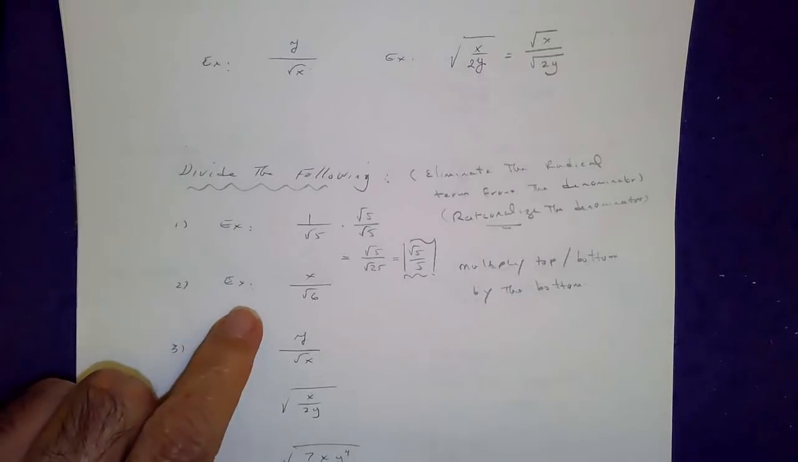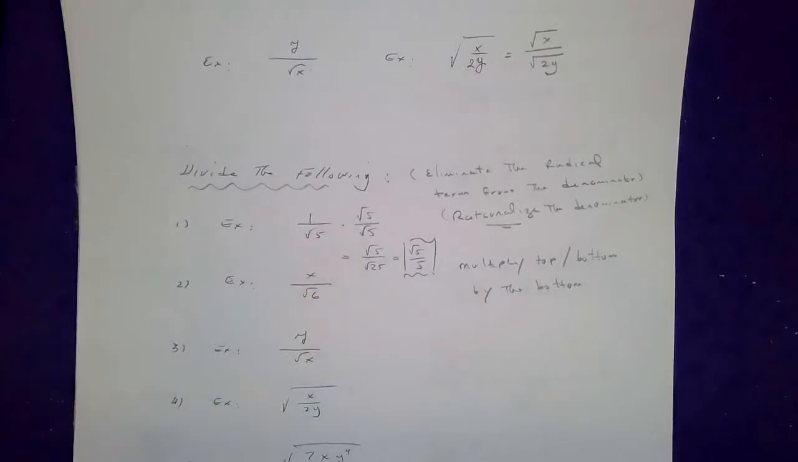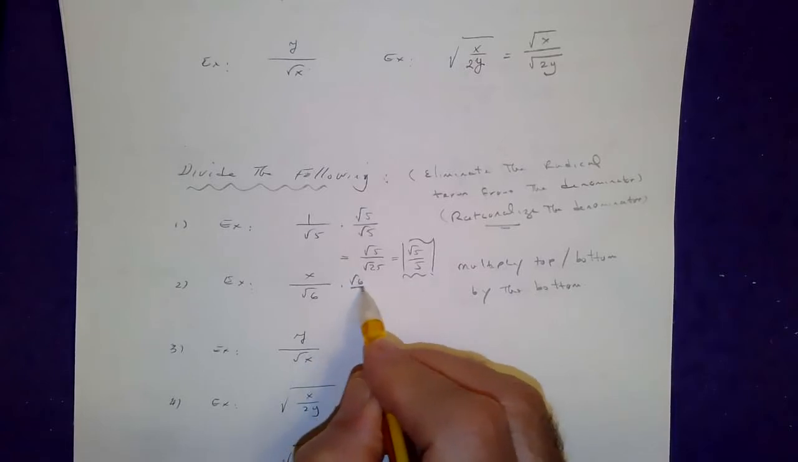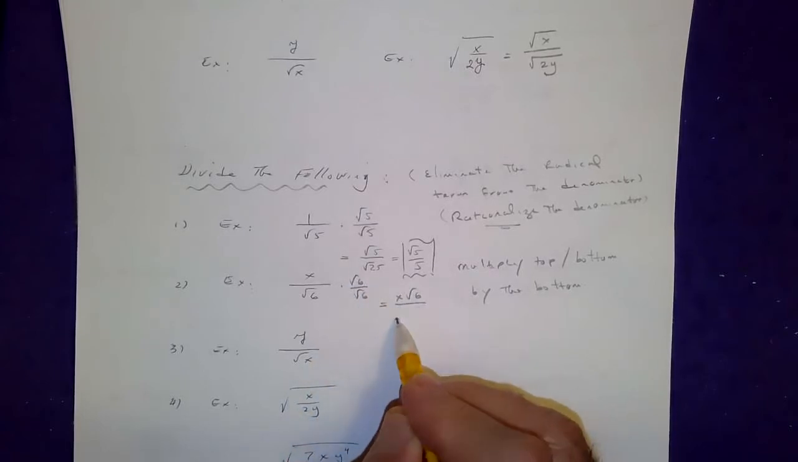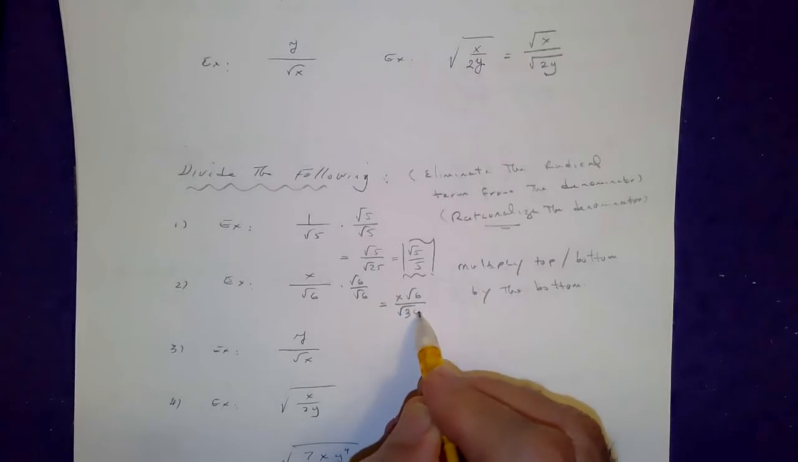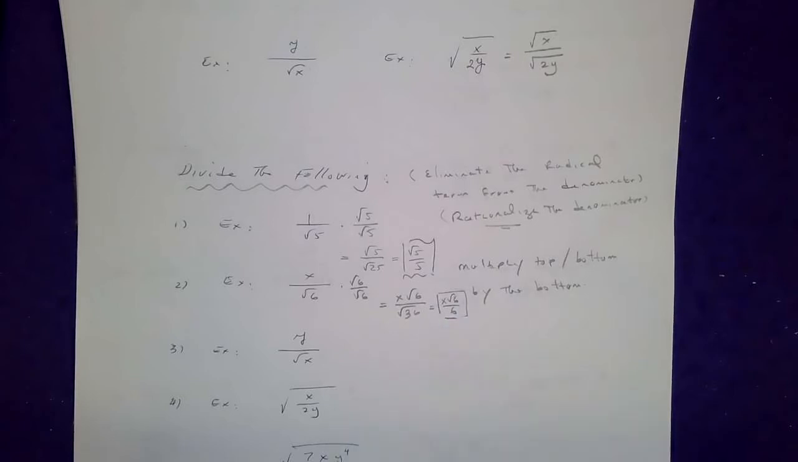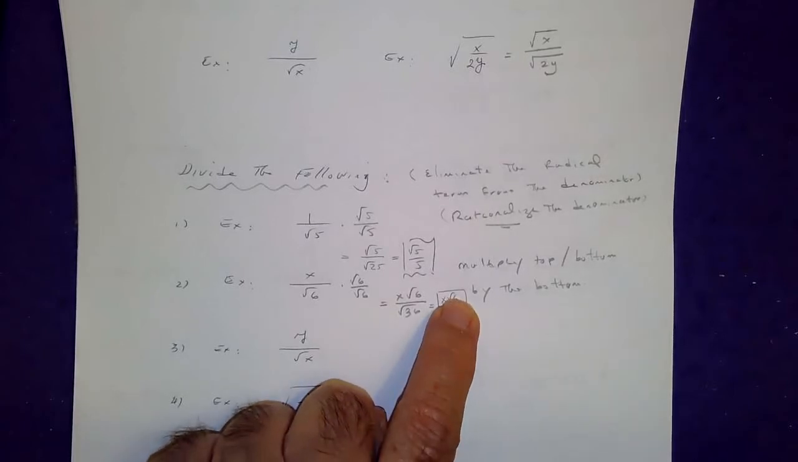All we have to do is multiply top and bottom of the fraction by the denominator. What about this guy? Multiply top and bottom by square root of 6. On top, you get x square root of 6. At the bottom, you get square root of 36. But the final answer is x square root of 6 over 6. Can I cancel the 6's here? No. This guy is under the radical. This guy is not.